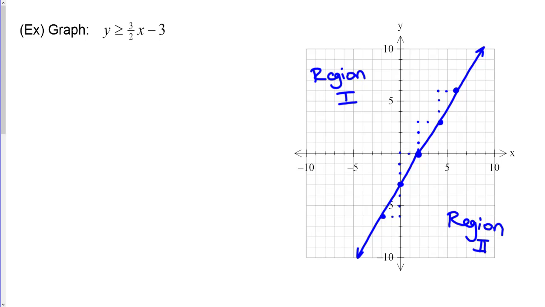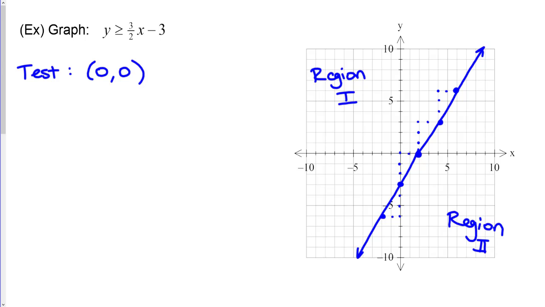One of these two regions is the solution region, meaning that if I plug in every single point in that region, it would result in a true statement. So we just have to test one point. And the easiest point to test is the origin. The only time that we couldn't test the origin is if our graph passed through the origin. Since that's not the case here, we're free to use that.